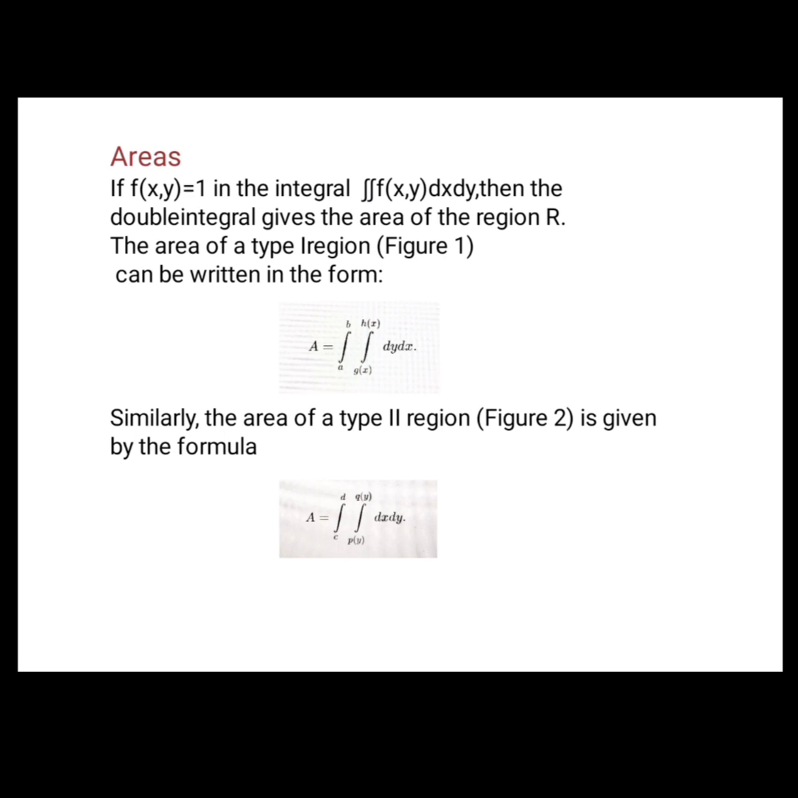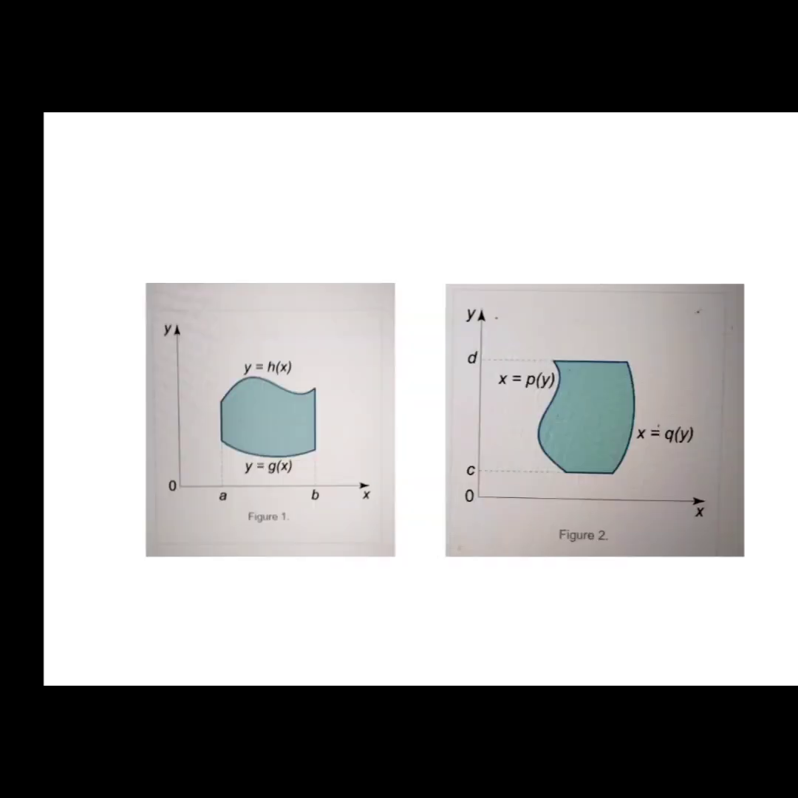Similarly, the area of a type 2 region is given by the formula A equals the double integral; the given figures show the integration from a to b in figure 1, and from c to d in figure 2. Here the limits are a to b, then y equals g(x) to h(x), and x equals p(y) to q(y). This shows the horizontal and vertical figures.